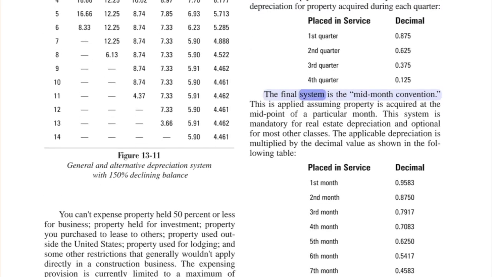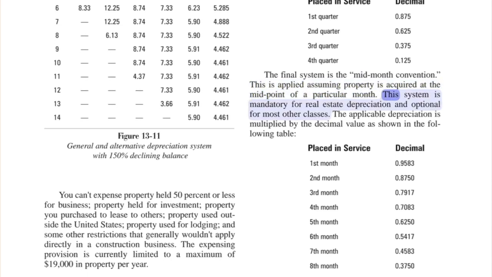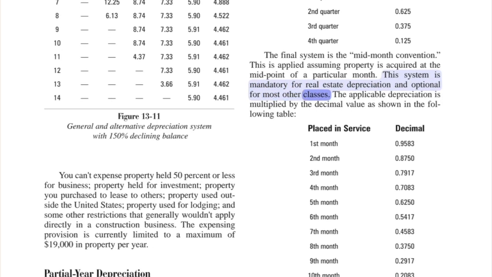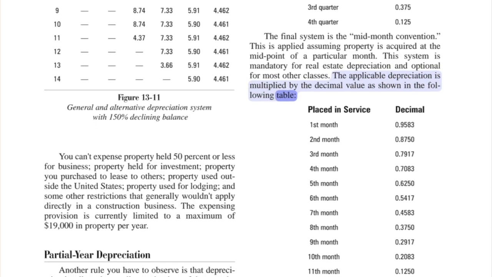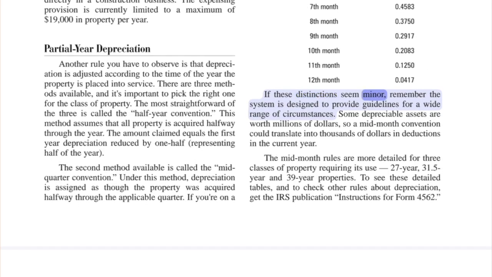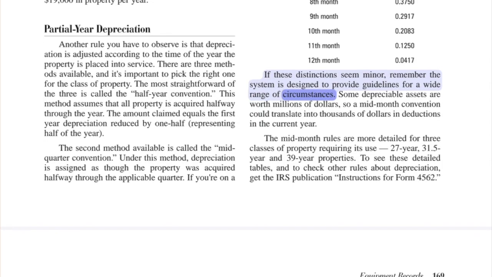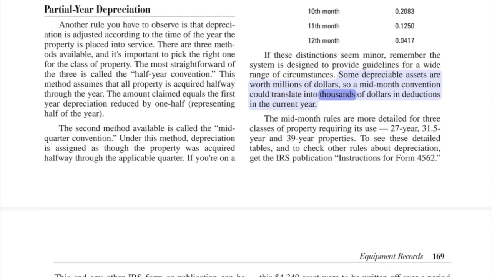The final system is the mid-month convention. This is applied assuming property is acquired at the midpoint of a particular month. This system is mandatory for real estate depreciation and optional for most other classes. The applicable depreciation is multiplied by the decimal value as shown in the following table. If these distinctions seem minor, remember the system is designed to provide guidelines for a wide range of circumstances. Some depreciable assets are worth millions of dollars, so a mid-month convention could translate into thousands of dollars in deductions in the current year.